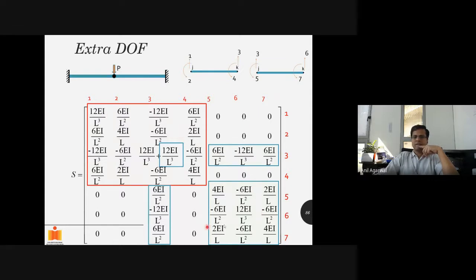Then this is your global stiffness matrix. What is the size of your global stiffness matrix? 7 by 7, right? If this hinge were not here, you would have had 1, 2, 3, 4, 5, 6, a total 6 by 6 matrix. But now your global stiffness matrix is 7 by 7, out of which how many degrees of freedom are free?